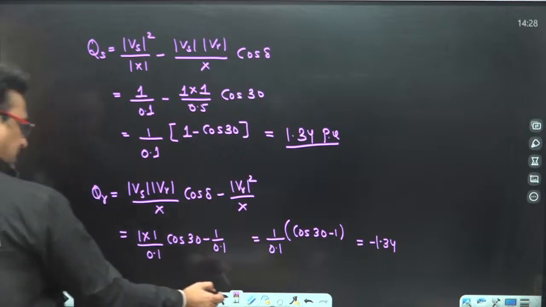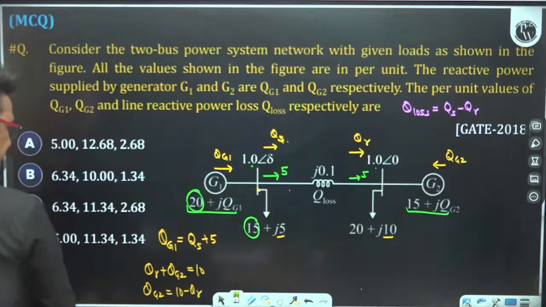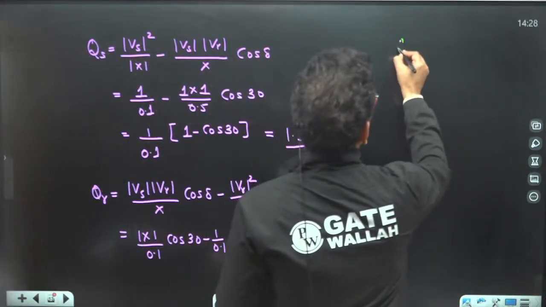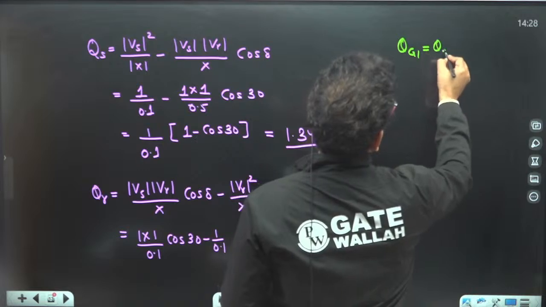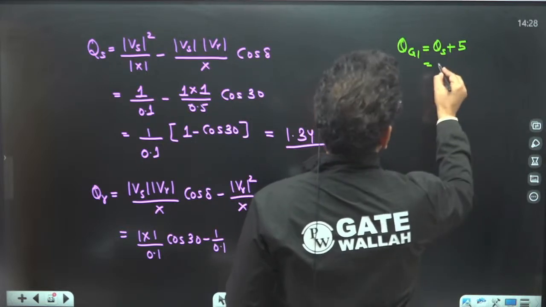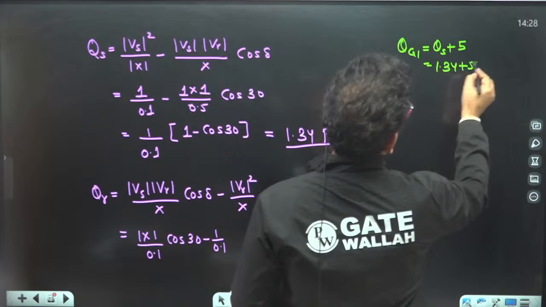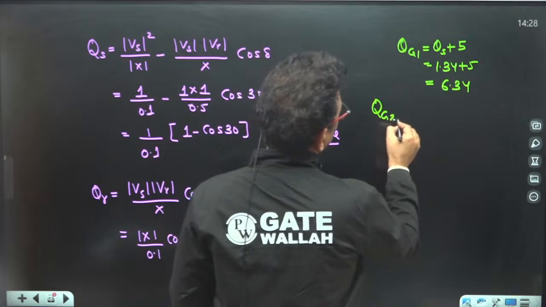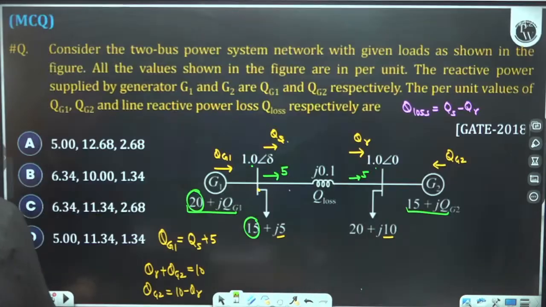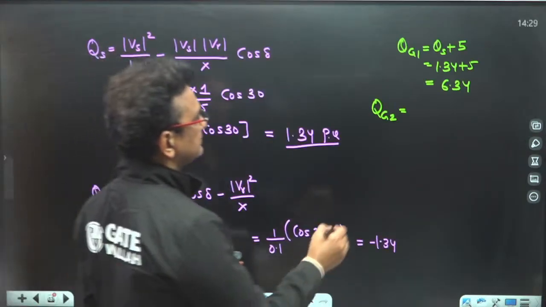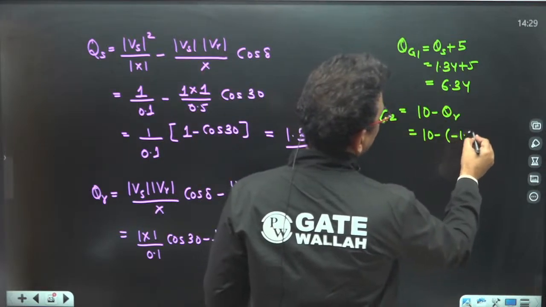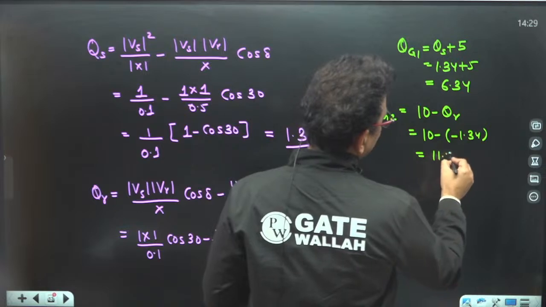Now, what was my QG1? QS plus 5. So QG1 is QS plus 5. QS is 1.34 plus 5. It is nothing but 6.34. Now the QG2 is 10 minus QR. Now the value of QR is minus 1.34. So it becomes 11.34.